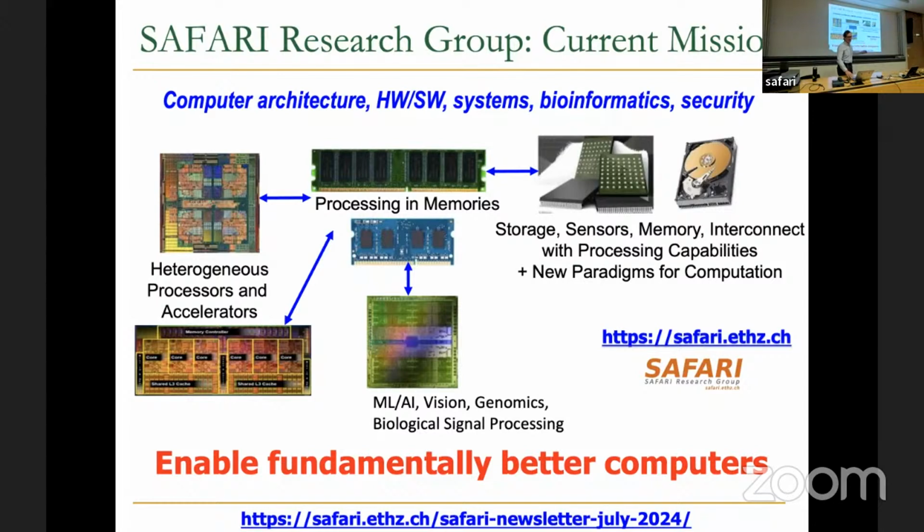Okay, but the research we do is really, in the end, to enable fundamentally better computers, better in all aspects. I like to think about it that way. We work in computer architecture, hardware-software interface, co-design, systems, bioinformatics, and security. And we touch on all aspects of the system. There's nothing that's like sacred ground in the sense that you cannot touch. Everything is touchable. Everything is changeable. And that's a good mindset in designing better systems going into the future.